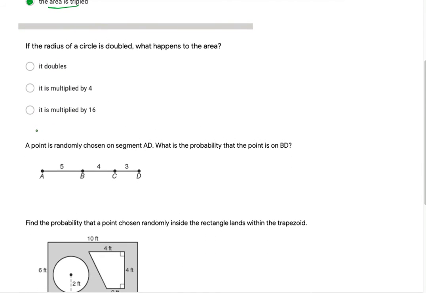If the radius of a circle is doubled, what happens to the area? So you should recognize this, that it's going to be multiplied by 4, but if you're unsure, just go ahead and say, all right, this is my radius of 5, so that means I have an area of 25 pi. And then if I double it and make it 10, then that means I'm going to have 100 pi.